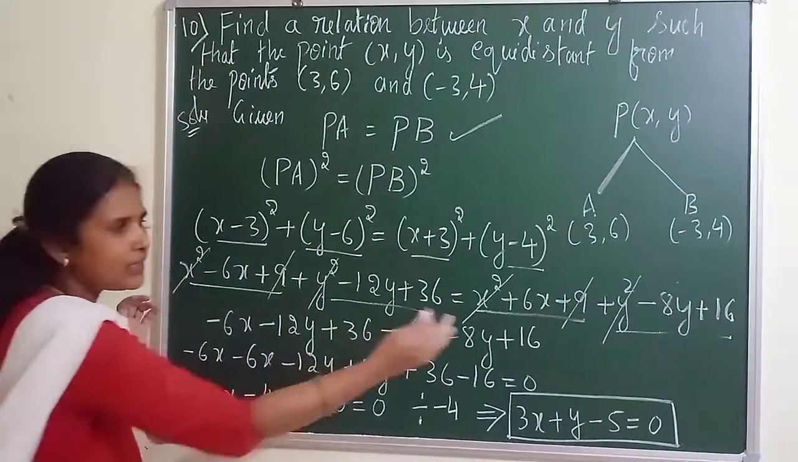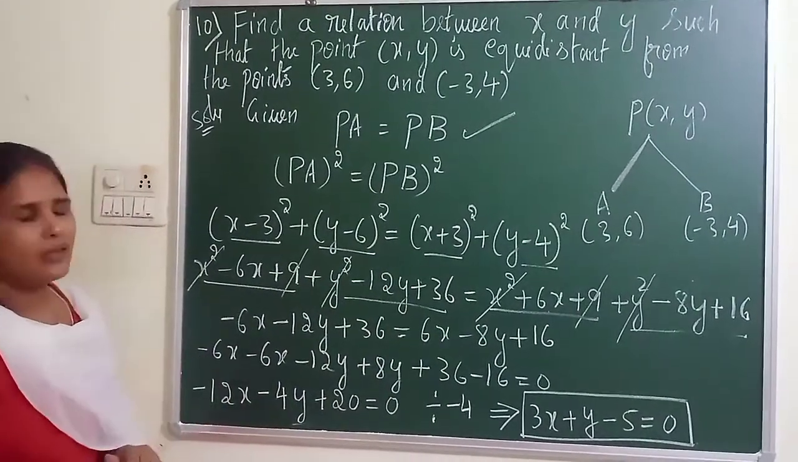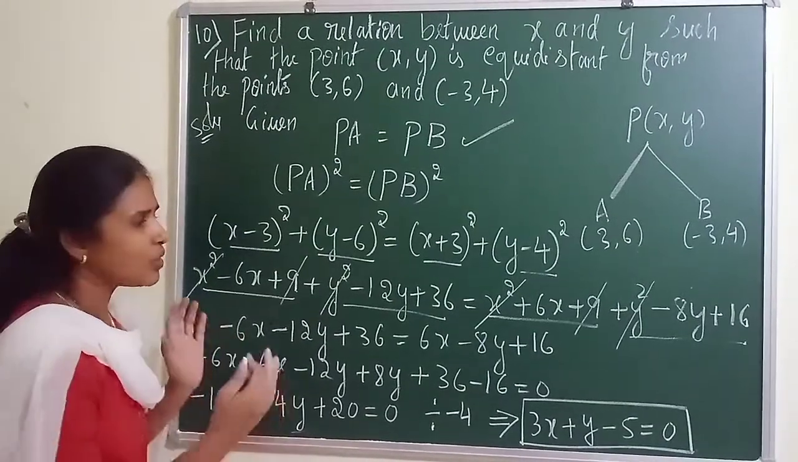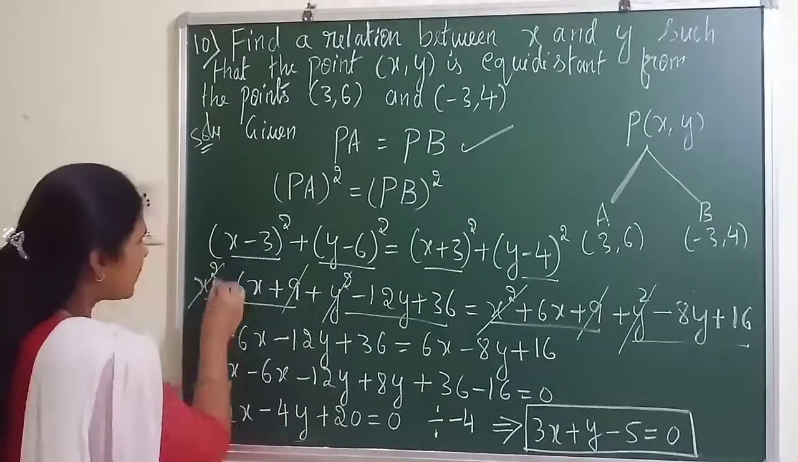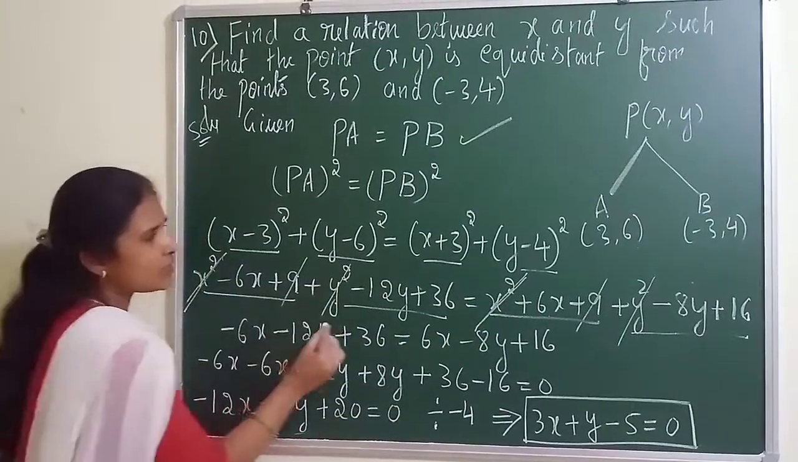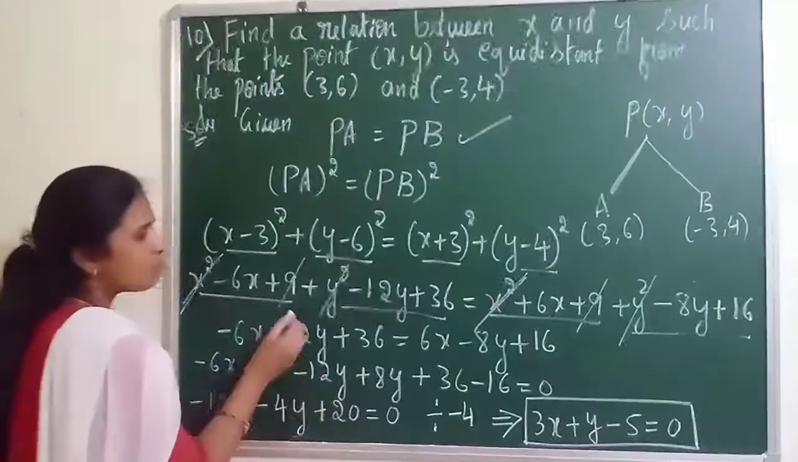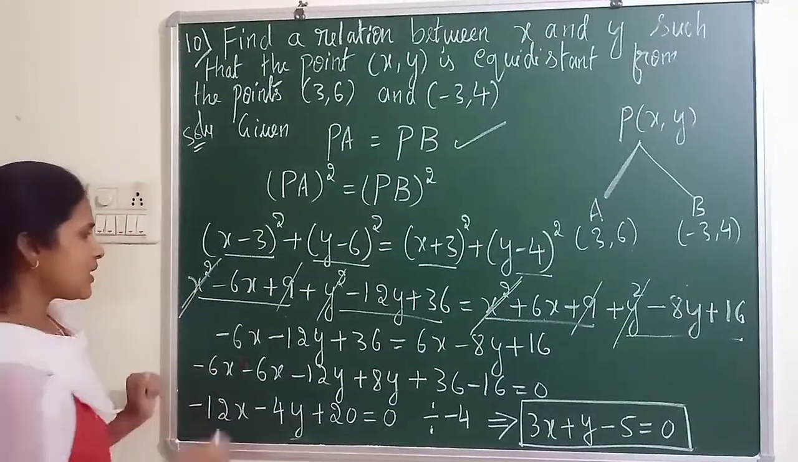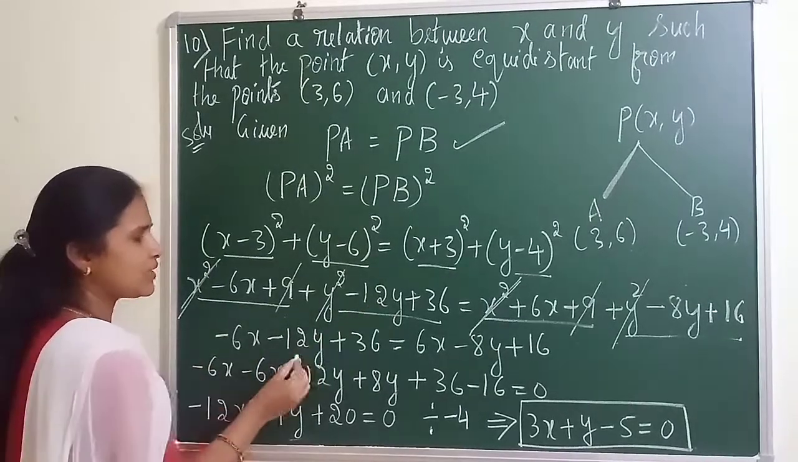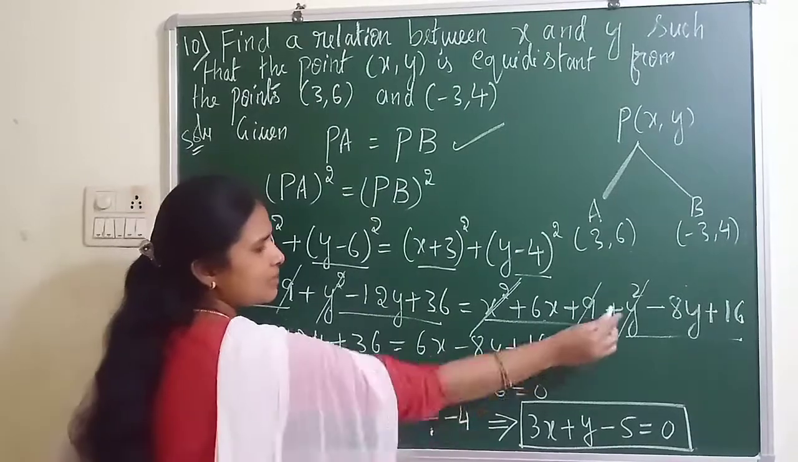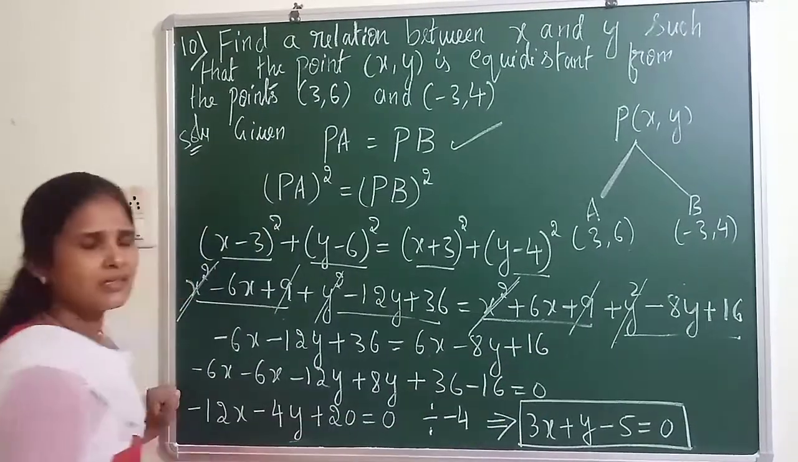You can see the many terms you have on the left and right side. So just observe the like terms so that you can cancel them because they are on either side. You can see here x square and x square get cancelled. Here y square and y square get cancelled. Plus 9 and plus 9 get cancelled. What are the remaining terms right here? Minus 6x, minus 12y plus 36. And this side 6x minus 8y plus 16.